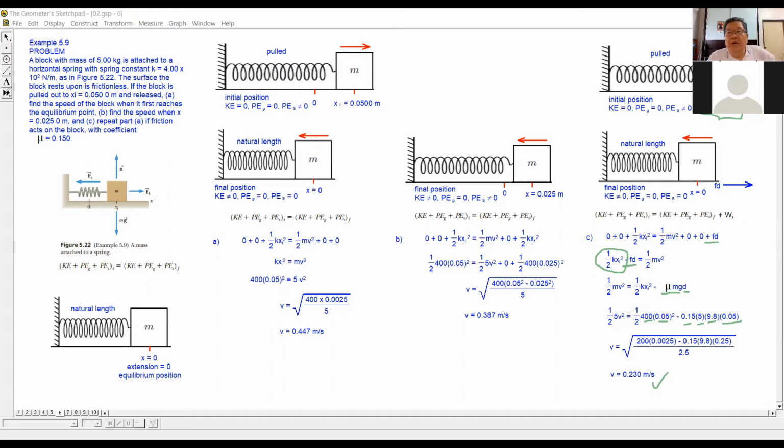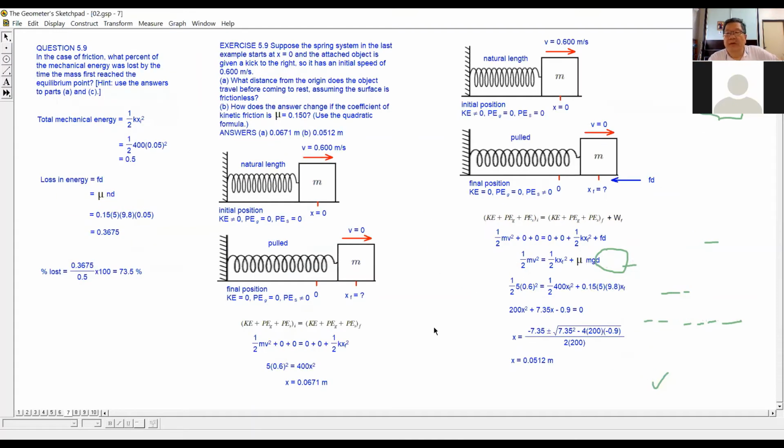No question. Then what we have done here is we try to equate the total energy at the initial position and the total energy at the final position. But this time, you also include the energy used to overcome friction, the work done against friction. This one. Right?